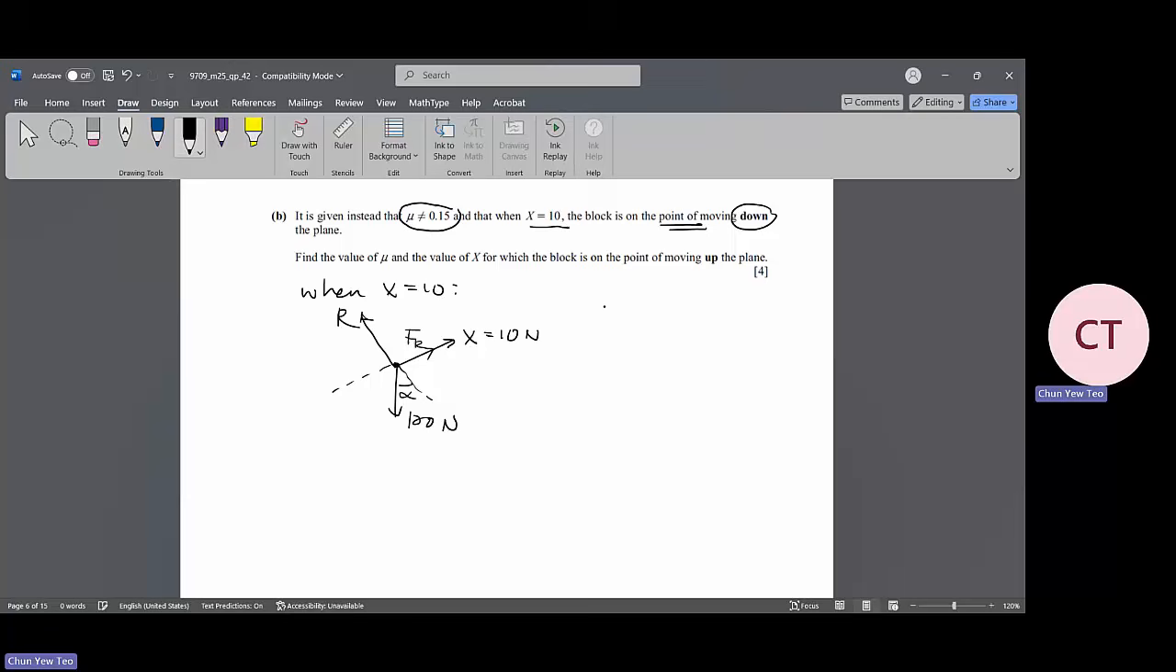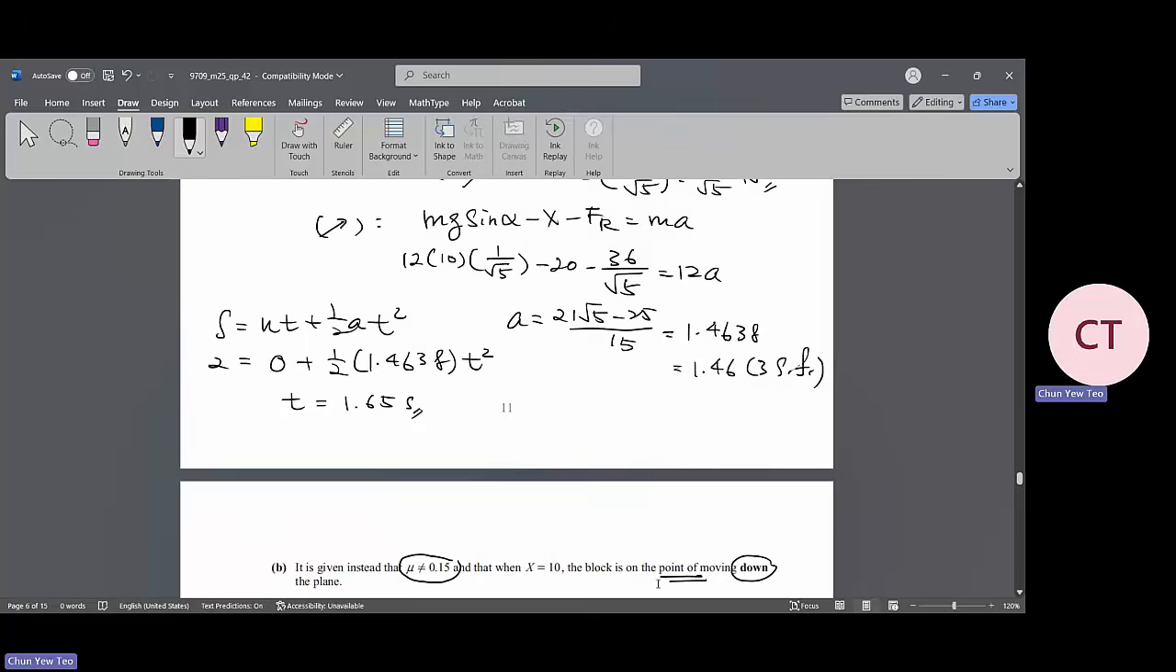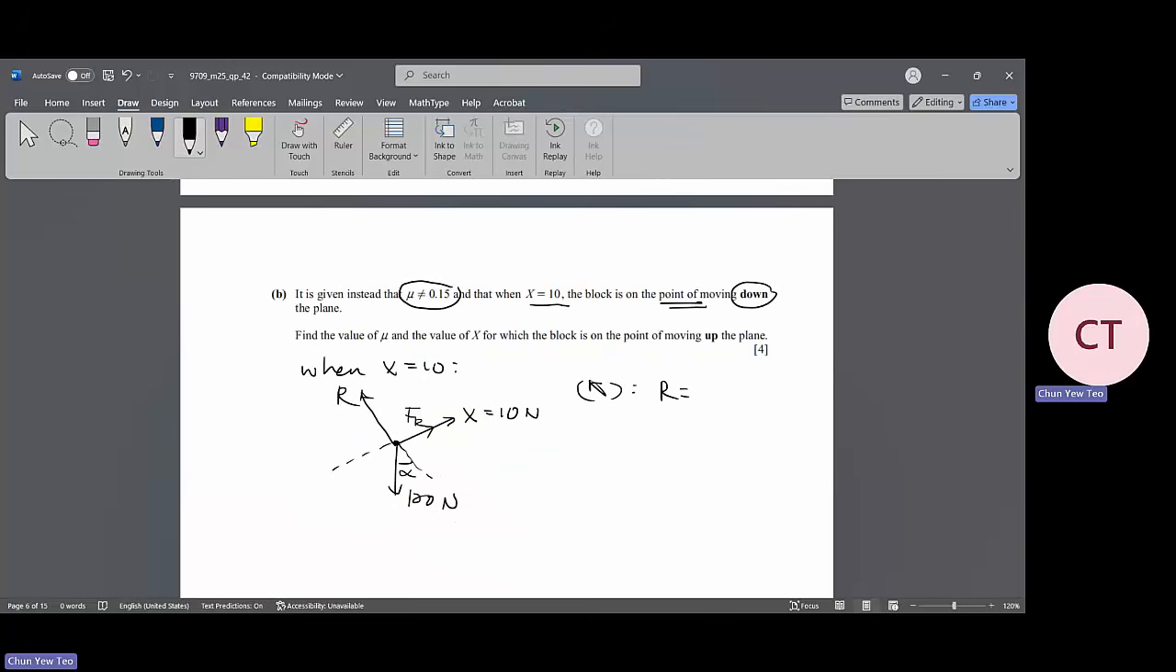This is your alpha. So if you do it this way, your R is actually still the same as just now. So we can just copy down the answer we had. Your R will be this, then your FR will be this. So there are no changes to the normal contact force and the frictional force.